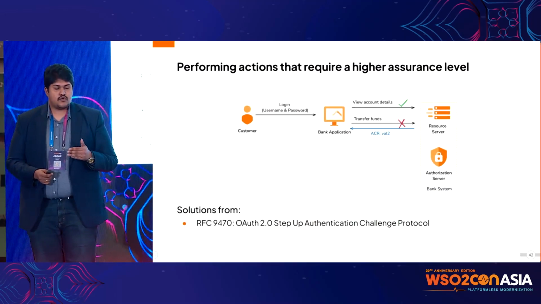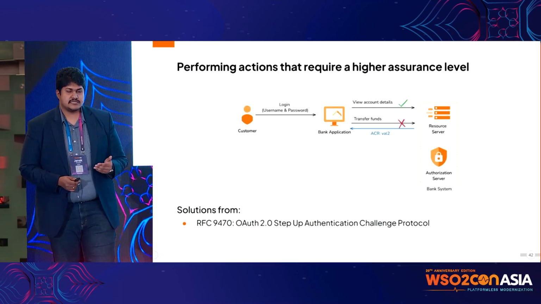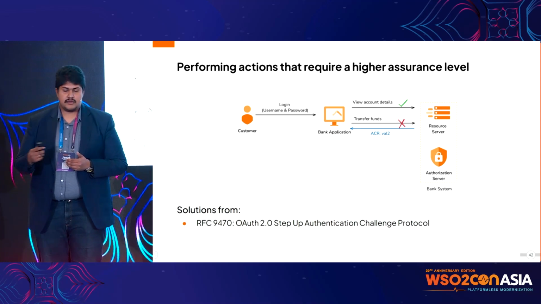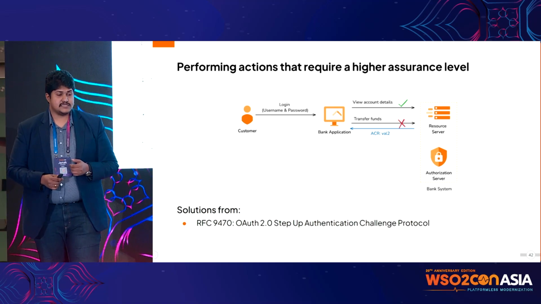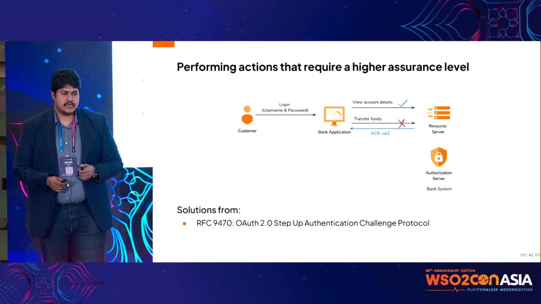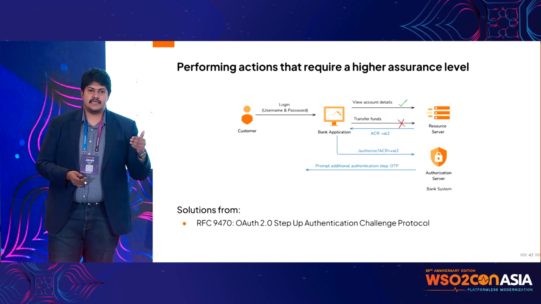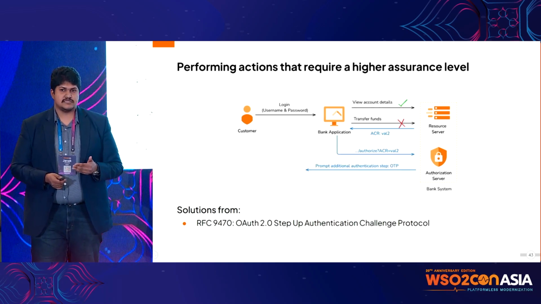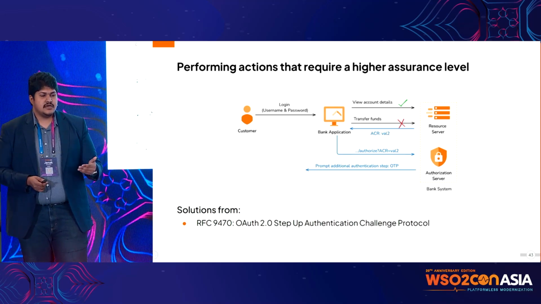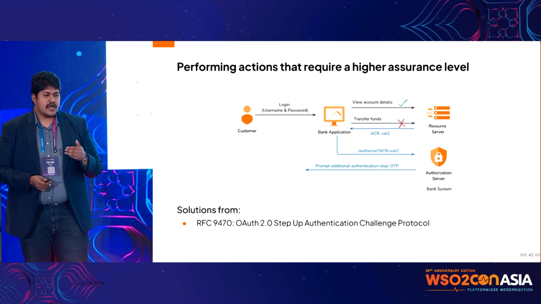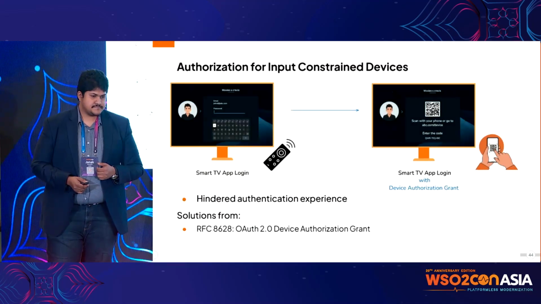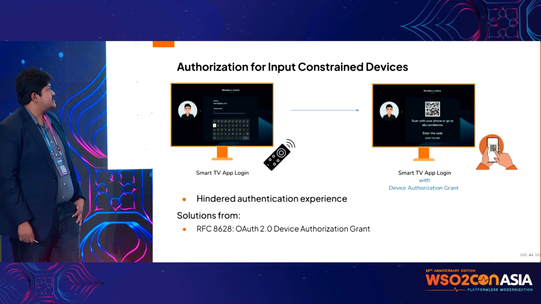You can use the OAuth 2.0 Step-Up Challenge Authentication protocol to do this, where when the banking resource server receives this request, it will reject the request and communicate that it needs this sort of assurance. Then the banking application in turn can initiate another authorization request to the authorization server, and the authorization server will prompt the user for this additional option. Afterwards, you can do the overall flow with a higher assurance level. So let's move on to another scenario.